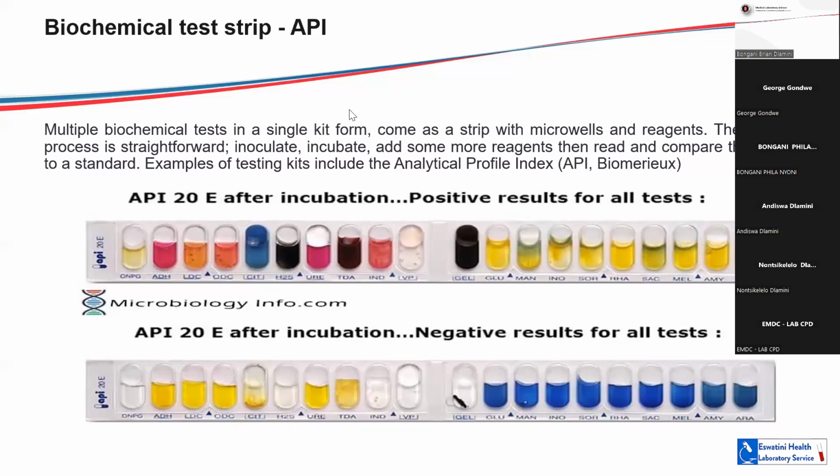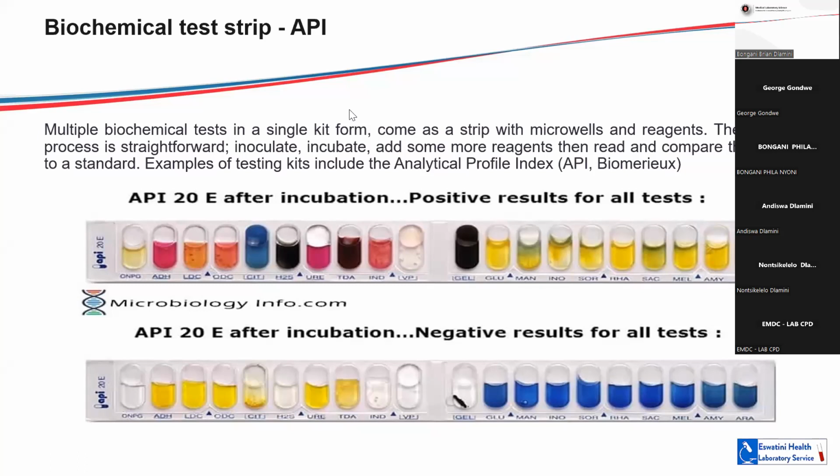So we also have API test strips. These are miniaturized biochemical tests, basically. They consist of multiple biochemical tests, which are in a single kit form. They come in a strip with microwells and reagents. The one that I'm showing on the screen is the API 20E, which is used to identify organisms which fall under the Enterobacterales group.